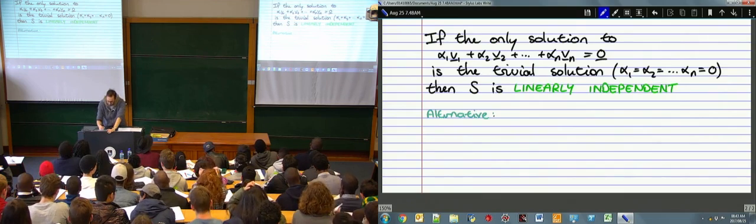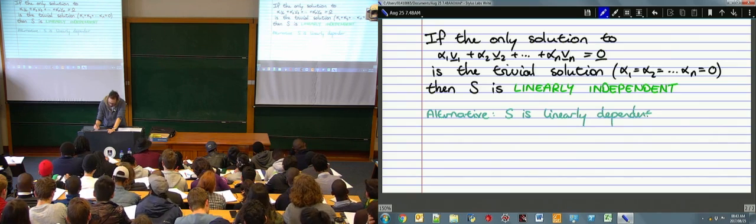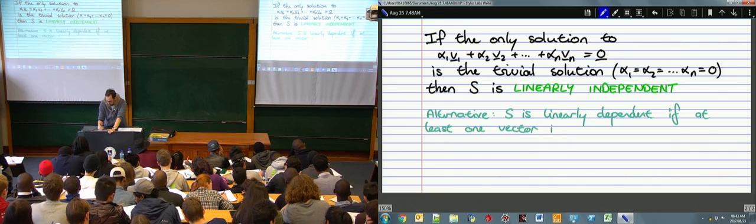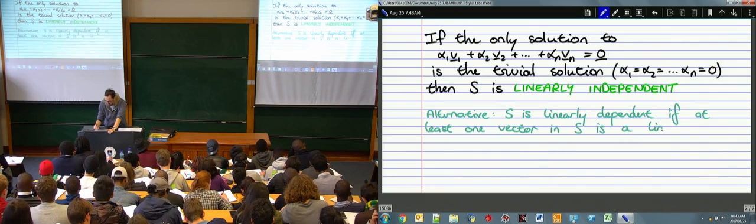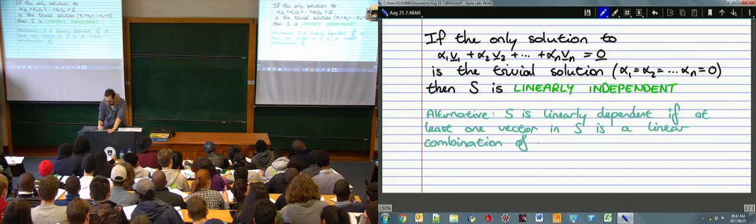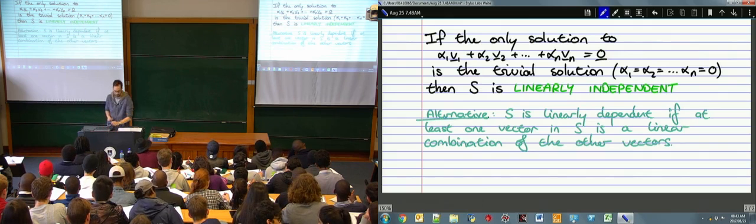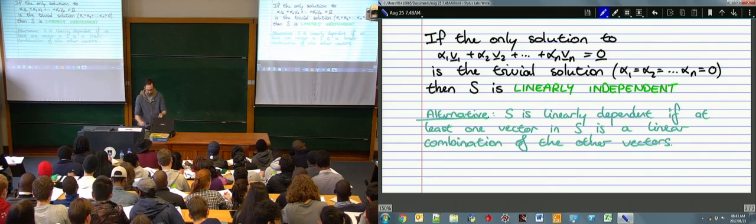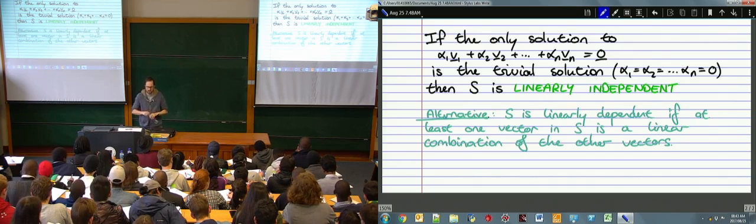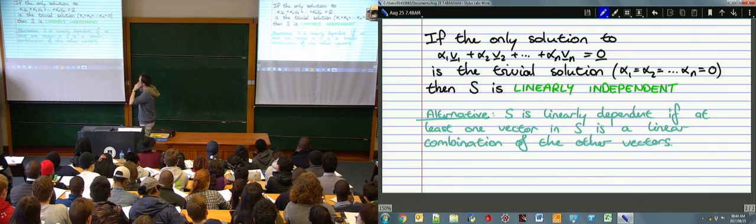Which is basically that S is linearly dependent if at least one vector in S is a linear combination of the other vectors. Except this is not as nice to work with because it's not really obvious what we mean by linear dependence for a set with only one vector in it. How can we check whether it's a linear combination of the other vectors? You have to have some sort of intuition about what it means to take a linear combination of no vectors, which is maybe a bit weird, so we don't think about it.